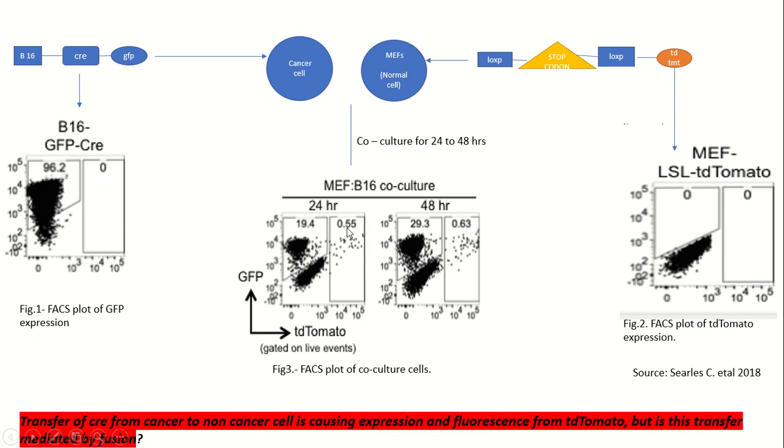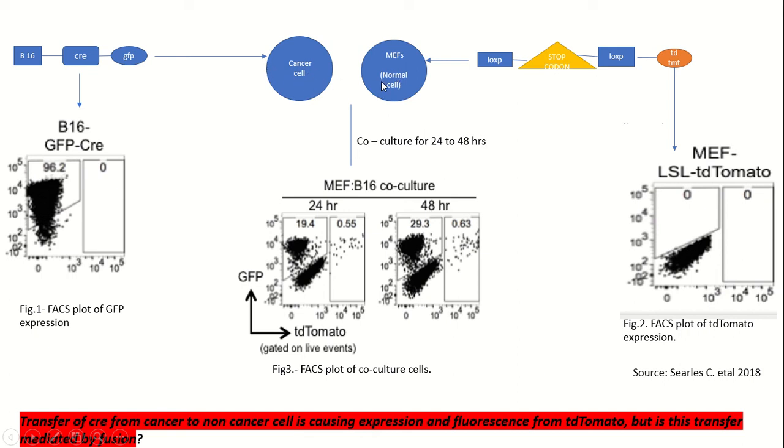So if this fraction of cells, 0.55, is expressing tdTomato, that means these cells, this 0.55 fraction and this 0.63 fraction, are the cells that have the whole DNA construct and at least the Cre protein. But this result was not sufficient to conclude that these fractions, the 0.55 and 0.63, expressing tdTomato are the fusion product of these two cells.